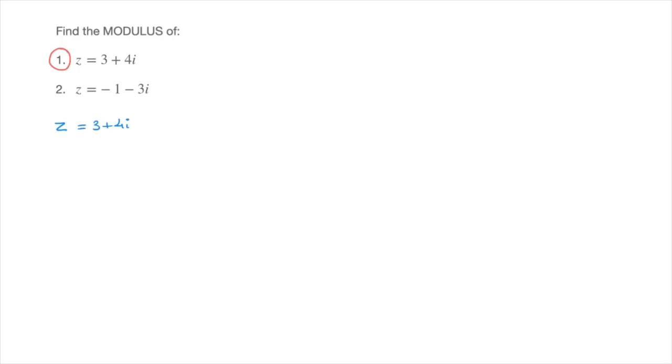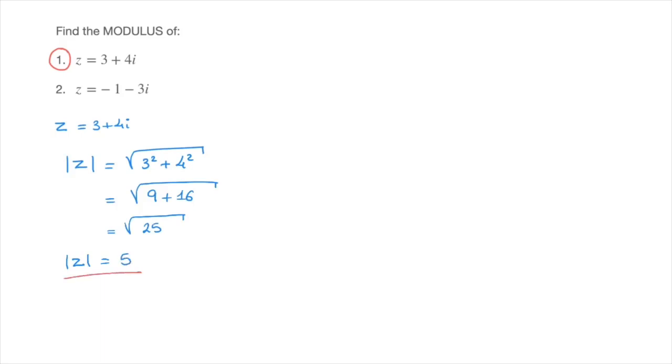The modulus, which is written as |z|, in between two vertical bars, a bit like an absolute value, is equal to the square root of the real part of the complex number squared, so that would be 3 squared, plus the imaginary part of the complex number squared, so that would be 4 squared. And that equals the square root of 3 squared, which is 9, plus 4 squared, which is 16. In turn, that equals the square root of 25. Finally, the modulus of this complex number z is equal to 5. And that's the final answer.